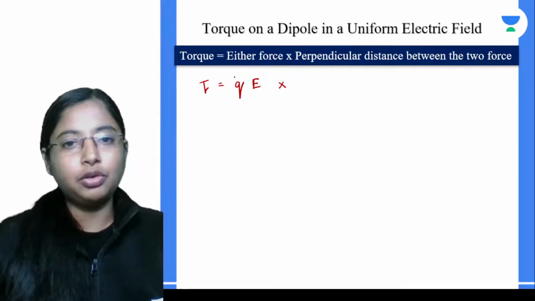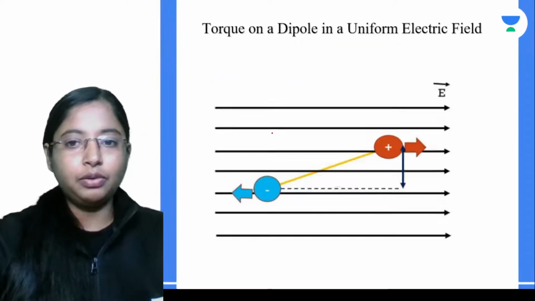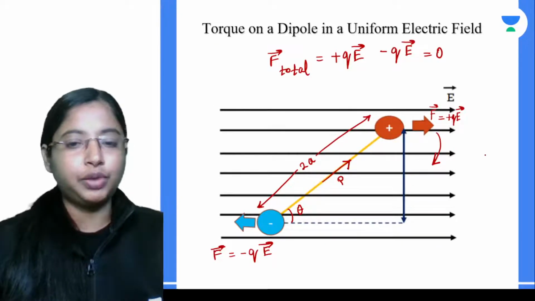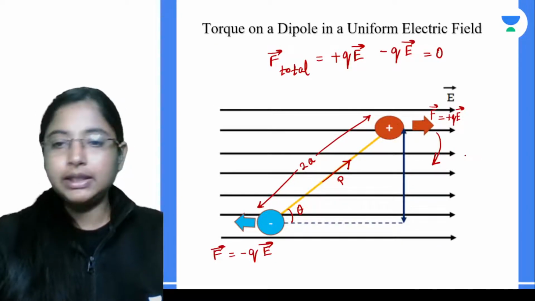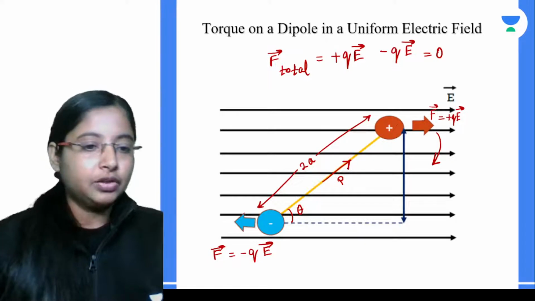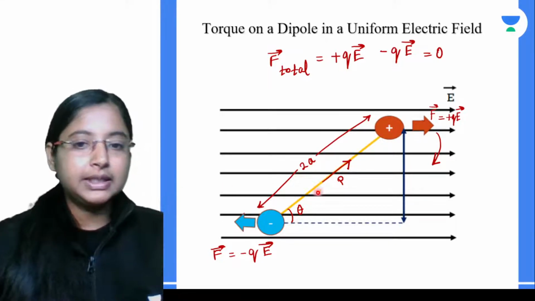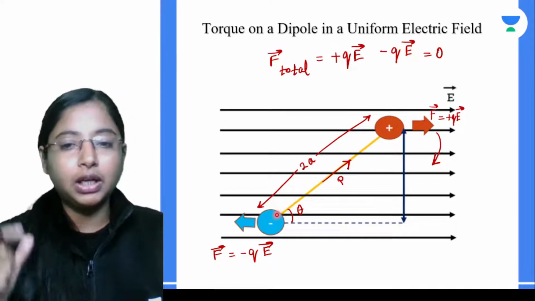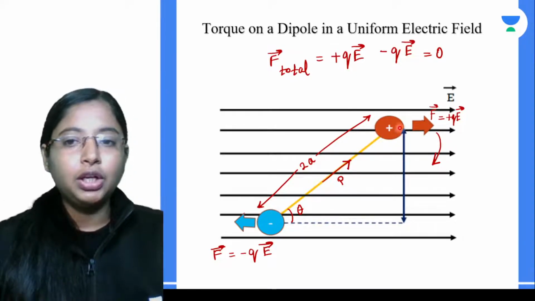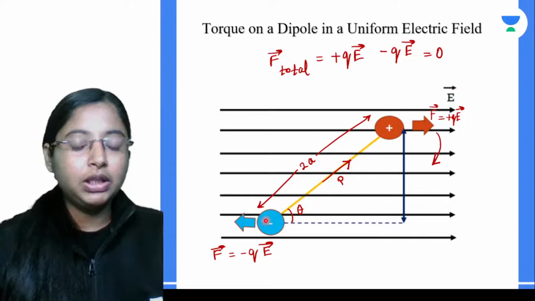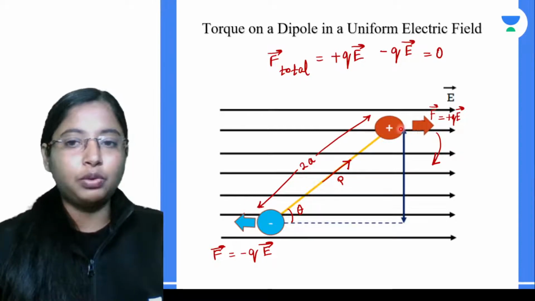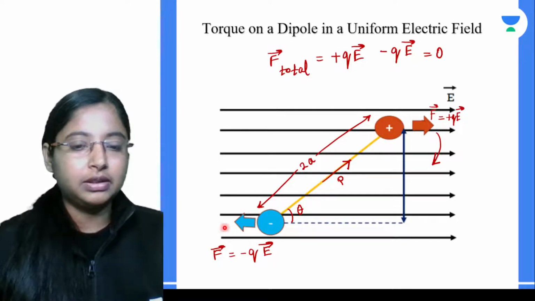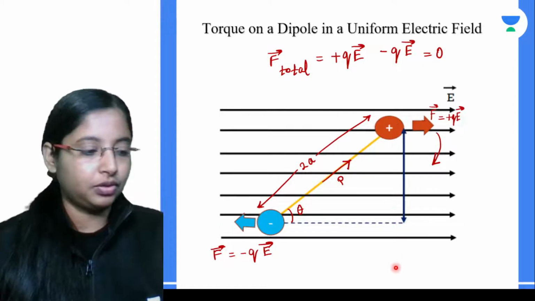This is the magnitude of force. We calculated the magnitude of force here, it's Q into E. But what is the magnitude of the distance? Do not confuse and take the distance between the two charges over here. You have to take the distance between the forces. One force is acting in this direction, another in this direction, so you have to calculate this distance over here.